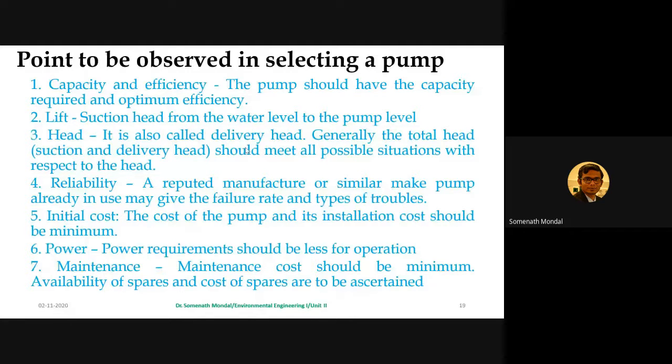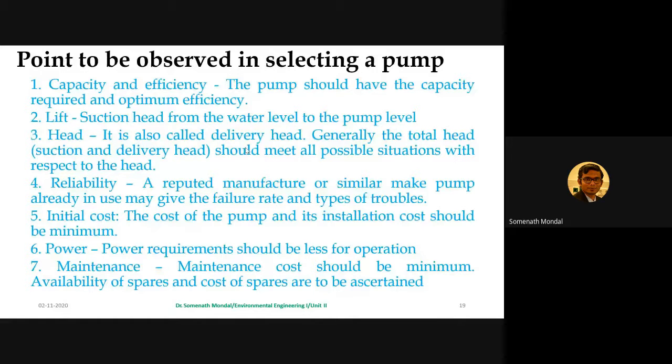Now, initial cost, the cost of the pump and its installation, where you are going to install, how much area is required, whether you need any staff, how many valves are required to operate those things, should be as minimum as possible. So if you can work on the initial cost, then that will significantly affect the overall cost of the project. Power requirements, which we have discussed extensively, and then maintenance.